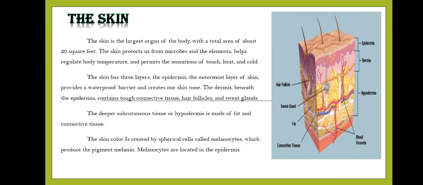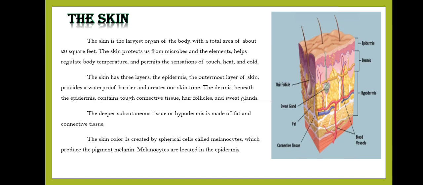The first one is the skin. The skin is the largest organ of the body, with a total area of about 20 square feet. The skin protects us from microbes and elements, helps regulate body temperature, and permits the sensations of touch, heat, and cold. The skin has three layers.